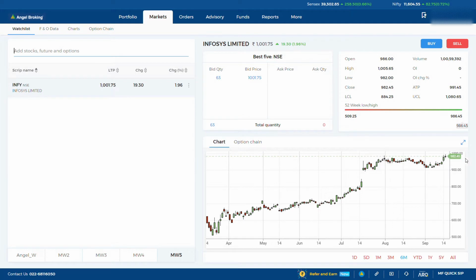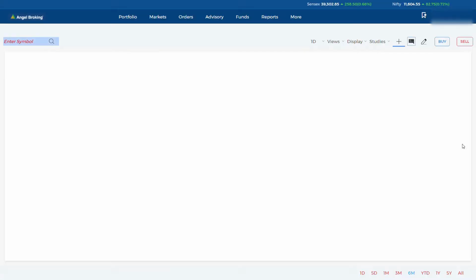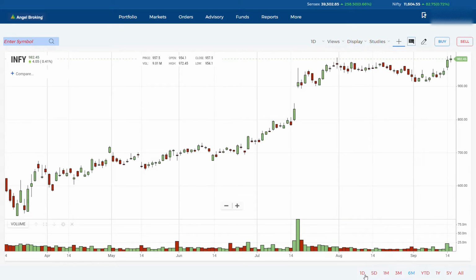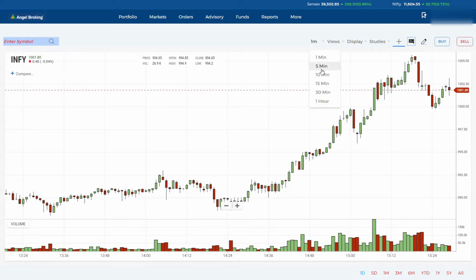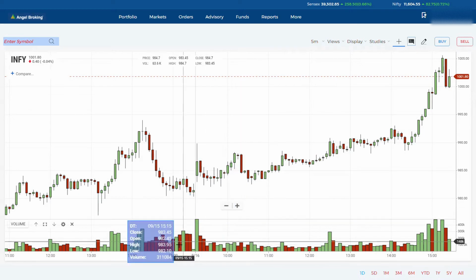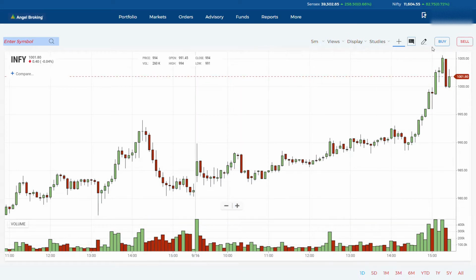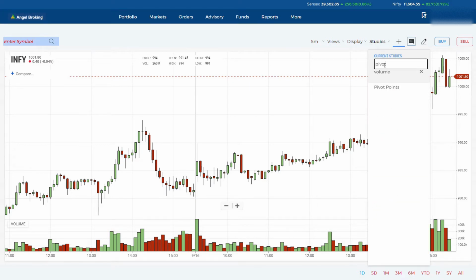So I'm going to the chart. I'm going for 1 day first, and in 1 day, I'm going for a time frame of 5 minutes. First, you always add the volume indicator. You'll get the volume indicator from the studies. Next, I'm going to add pivot points here. So I'm adding pivot points.